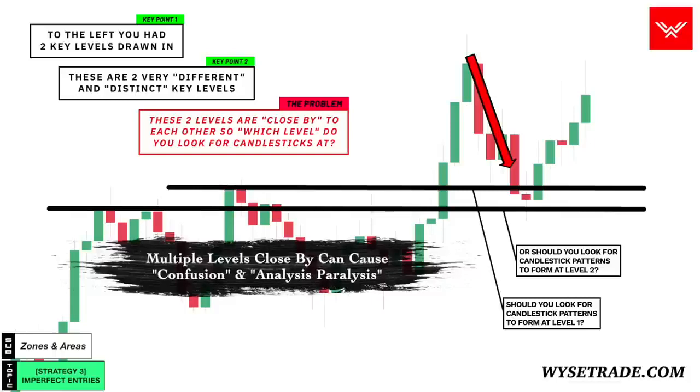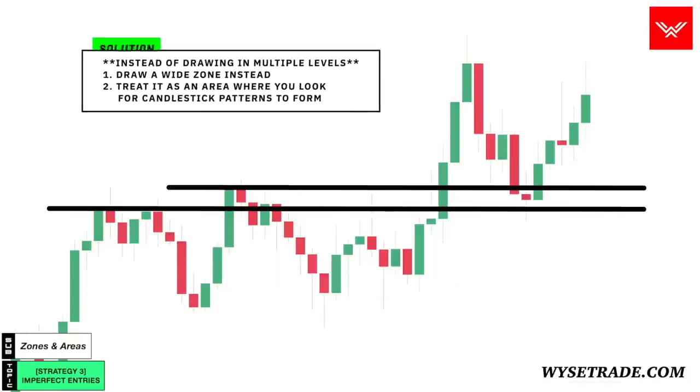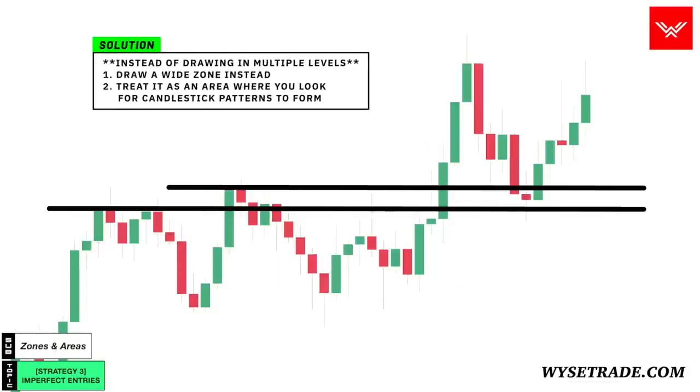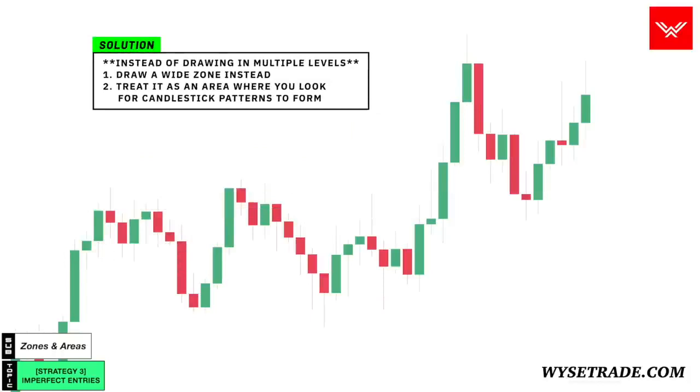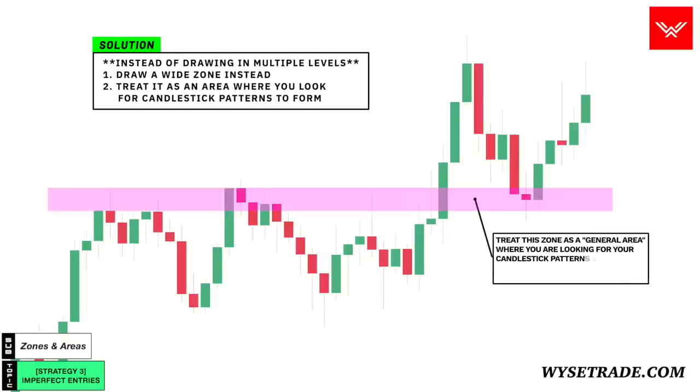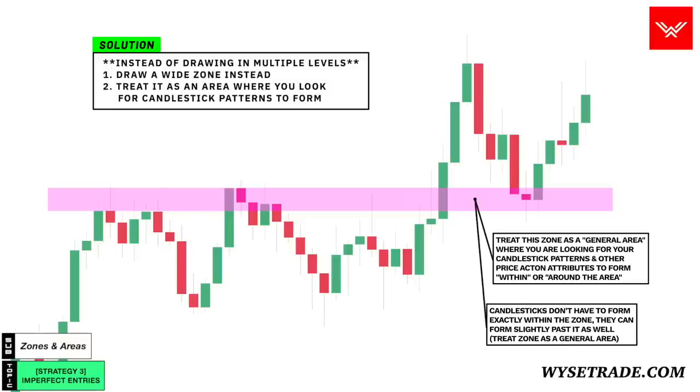Now, to get around this problem, instead of drawing in multiple levels, what you do is you draw in a wide zone like this, and treat the zone as a general area where you look for candlestick patterns to form within or around. This is very important. Candlesticks don't have to form exactly within the zone. They can form slightly past it as well. Because again, you are treating it as a general area where you are looking for candlestick patterns to form.